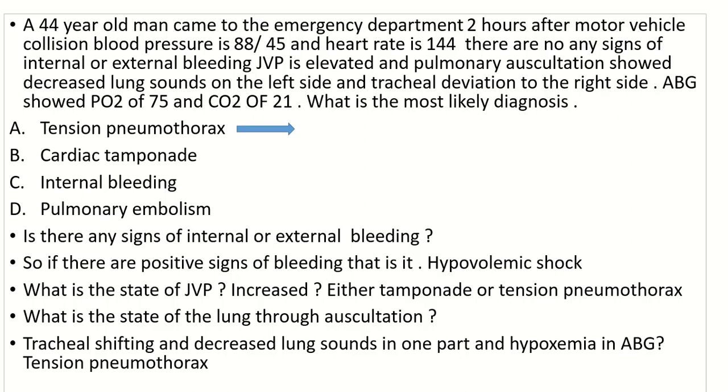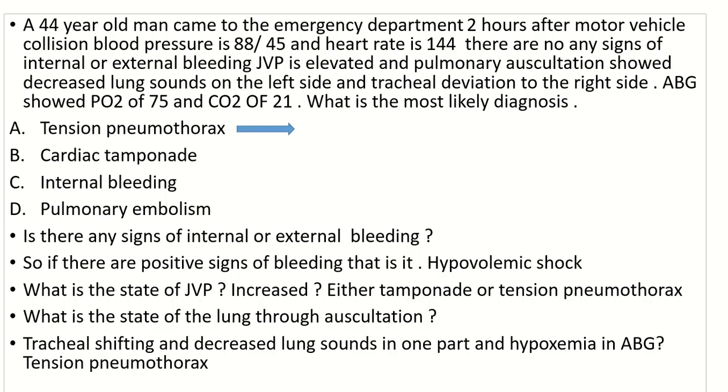Also, in pulmonary embolism, pulmonary auscultation is usually normal, unless there is a pleural effusion in the basal lung fields that will decrease lung sounds at the base, but not all over the lung, or over one unilateral part of the lung with tracheal deviation. So this makes pulmonary embolism unlikely. The answer here would be tension pneumothorax.